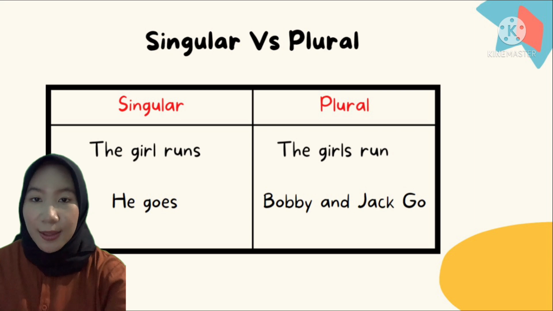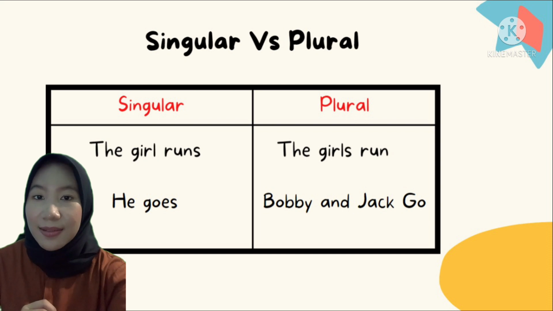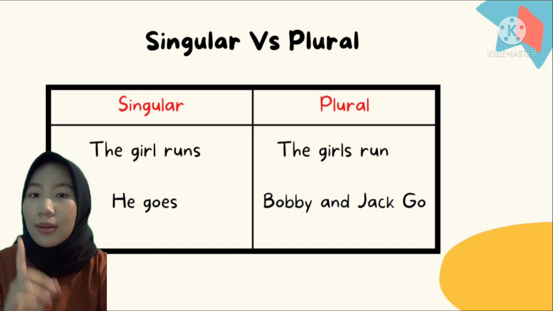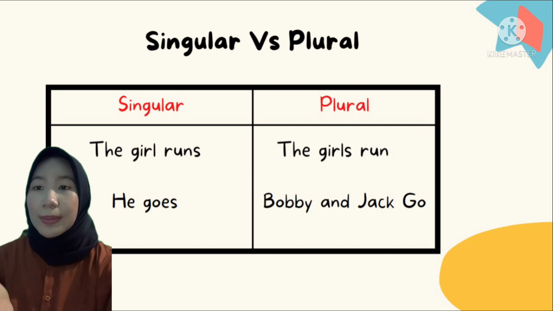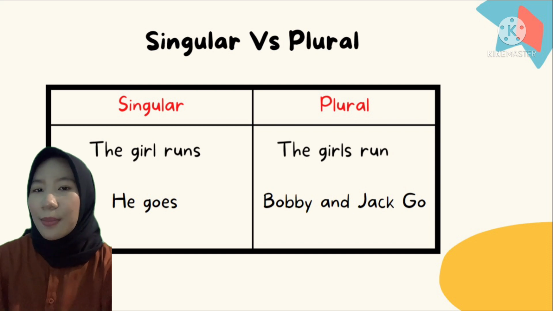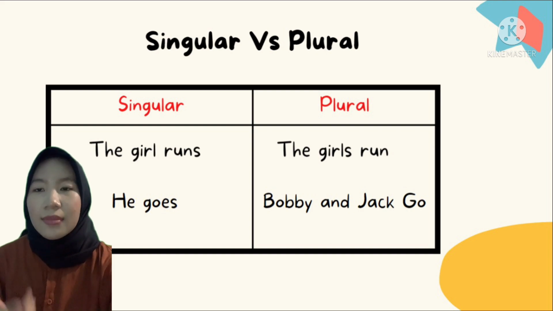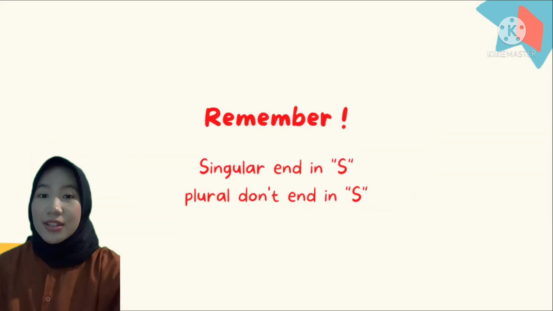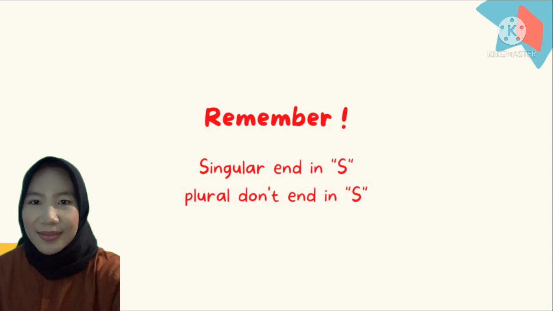Now, let's look at the columns. In a singular column: the girl runs. The girl means she. She, he, or it, we have to add s or es to the verb. Because this is the girl and it has one number, the verb must be runs, with s or es added. For the plural, an example is: the girls run. The girls means a lot of girls, right? Then we have to connect it with a plural verb too. Just remember, singular verbs end in s and plural verbs don't end in s.